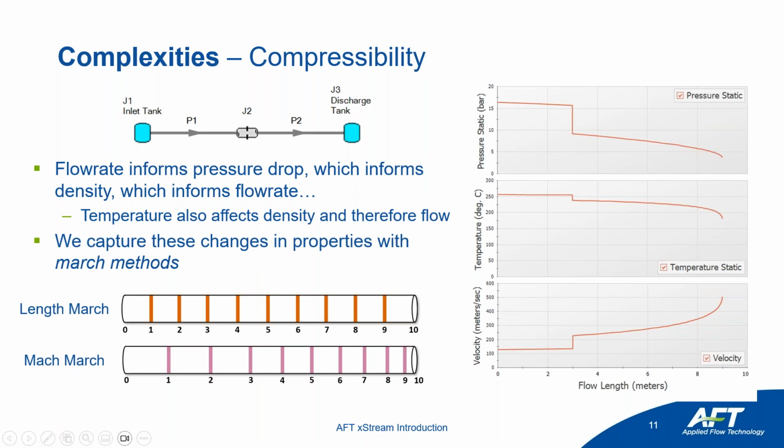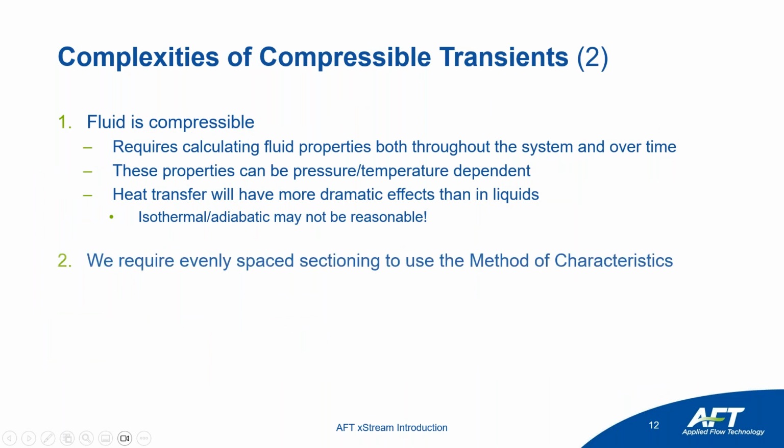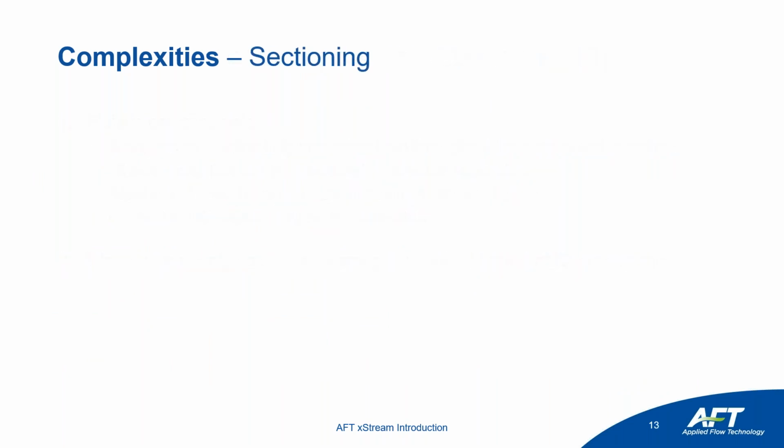So we capture this using marching methods. We split the pipe here, and we can split it based on length. Let's say we split it into 10 even sections, or, as the flow gets faster and faster, we split it based on change in velocity. As it accelerates, if you remember when we were looking at our graph, you get more and more points as it gets faster and faster, because we're recalculating those fluid properties to capture that sonic choking effect. Next, we need to evenly space our sectioning to use the method of characteristics, a lot of words that we'll make a bit clearer in a moment.